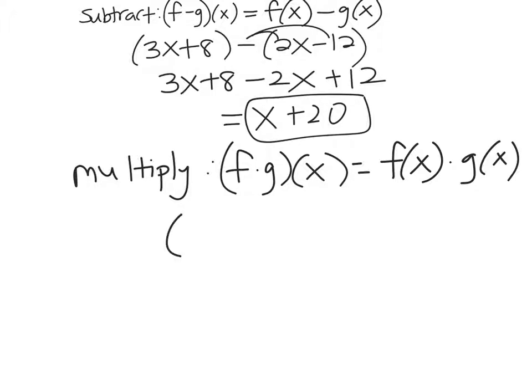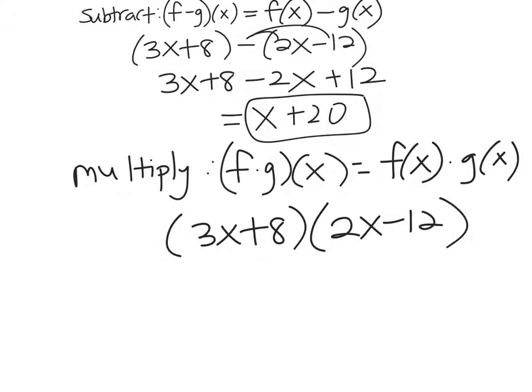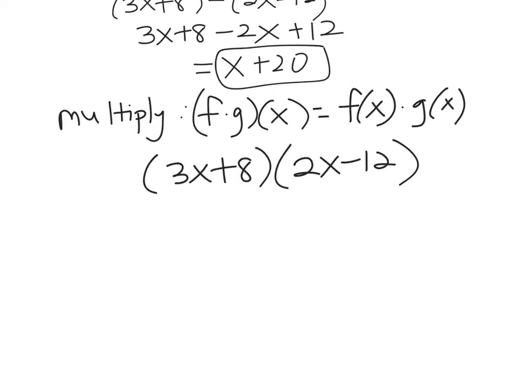All right, here we go. So 3x plus 8, we'll stick with that f of x. Yeah. First, outside, inside, last. And then 2x minus 12. So we'll stick with f of x and g of x from our original problem. And you got to FOIL that out. You're so good at foiling by now, though. Here we go.